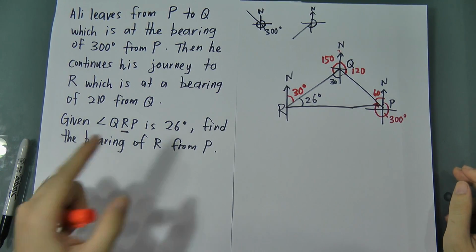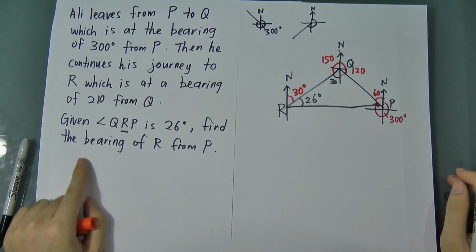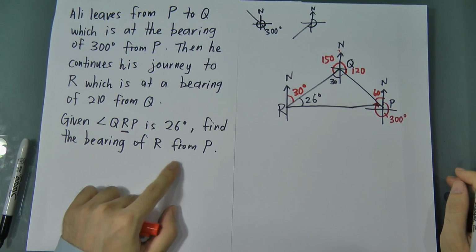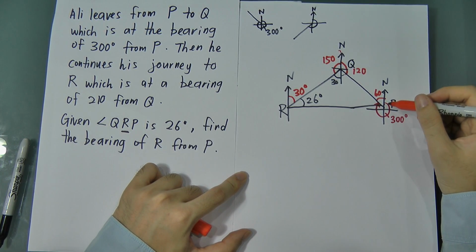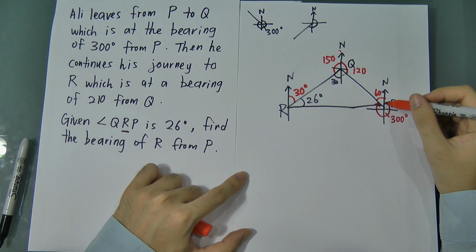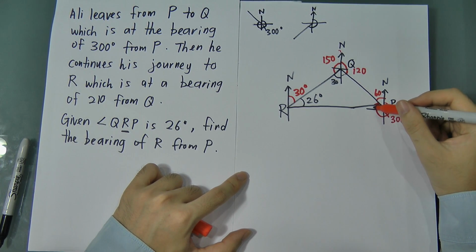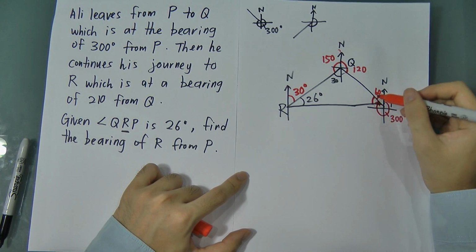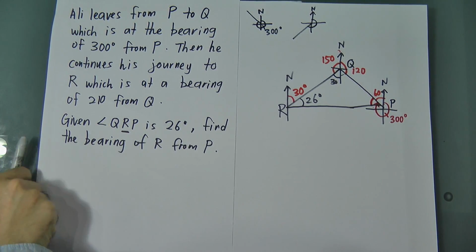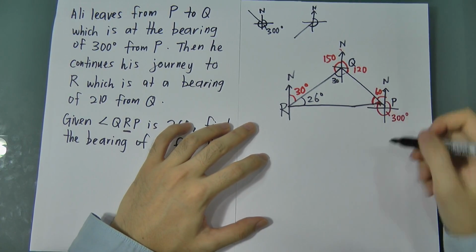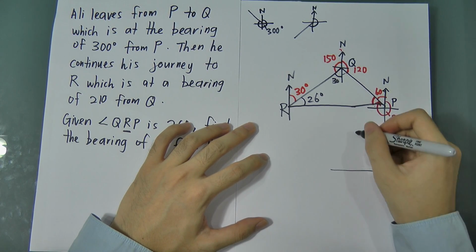Then I solve it. Find the bearing of R from P. R from P is somewhere over here. R from P means I'm going to turn from P here to this line, without the inside one. So I have to find out what this angle is, because I know here is 60. If I can know this angle, I can know from here to here. Maybe some students cannot see from here, so I'm going to zoom in here. So it's something like this.